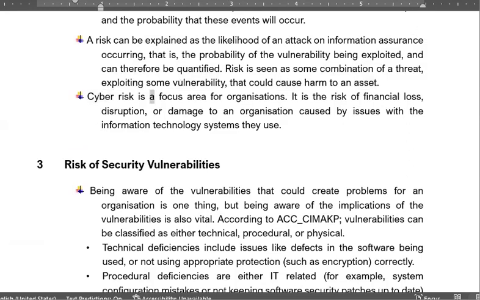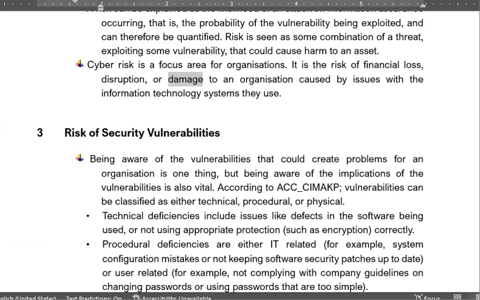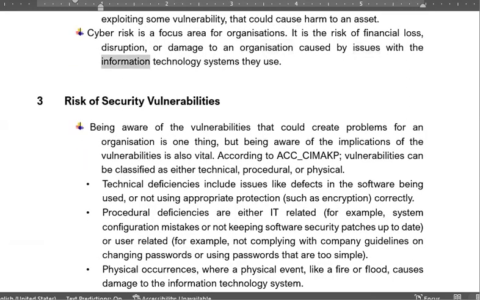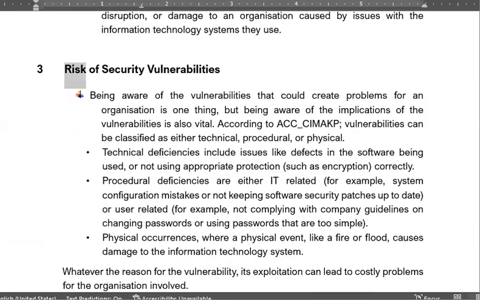Cyber risk is a focus area for organizations. It is the risk of financial loss, disruption, or damage to an organization caused by issues with the information technology systems they use.